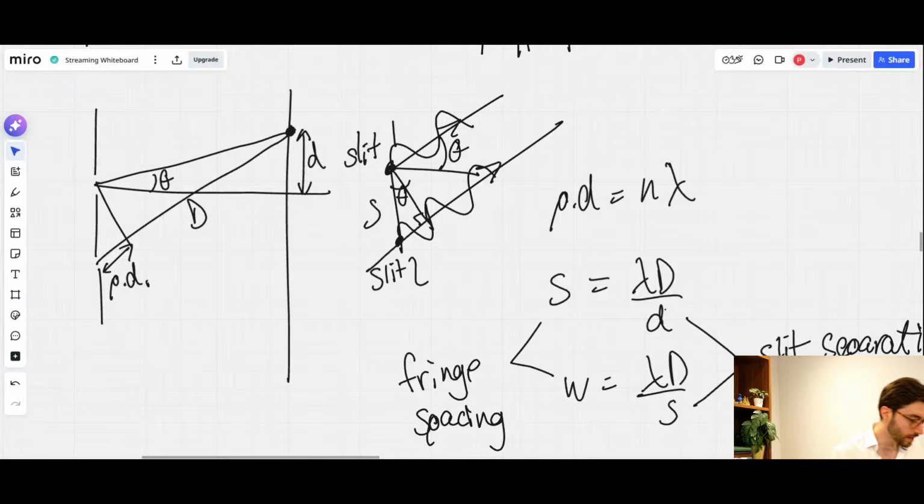So getting into here, two triangles are very similar in shape.